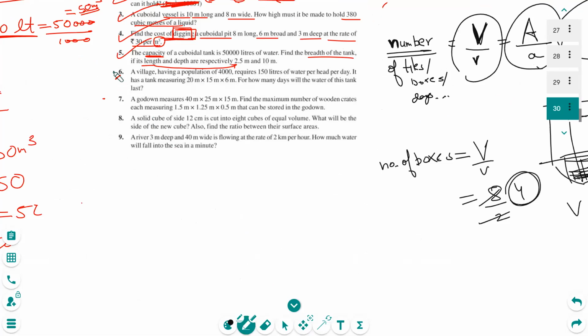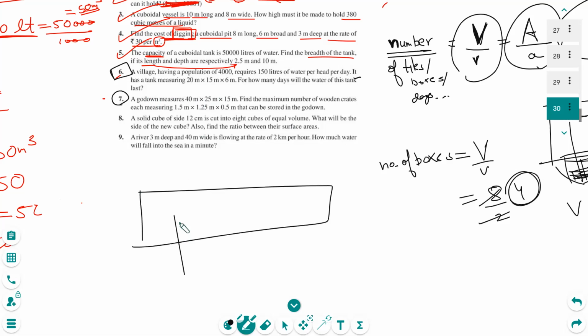So we will move to the sixth question later on. First, the seventh question, because this follows here only. The sixth is kind of a complex one. Our godown measures this. Okay, this question is exactly like what I explained. So there is a godown.